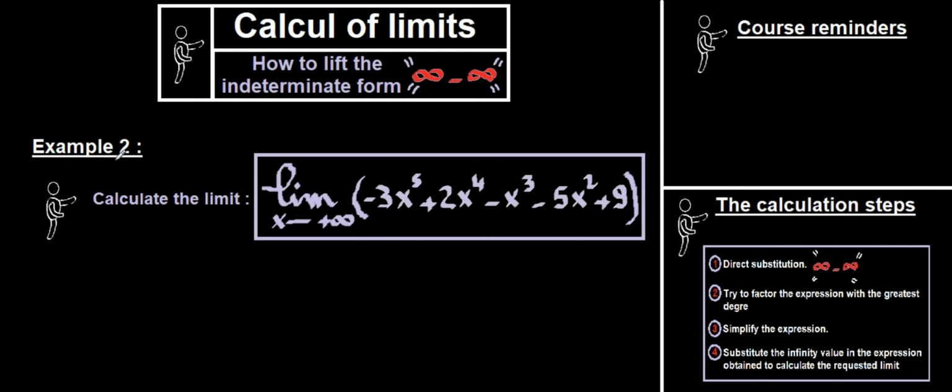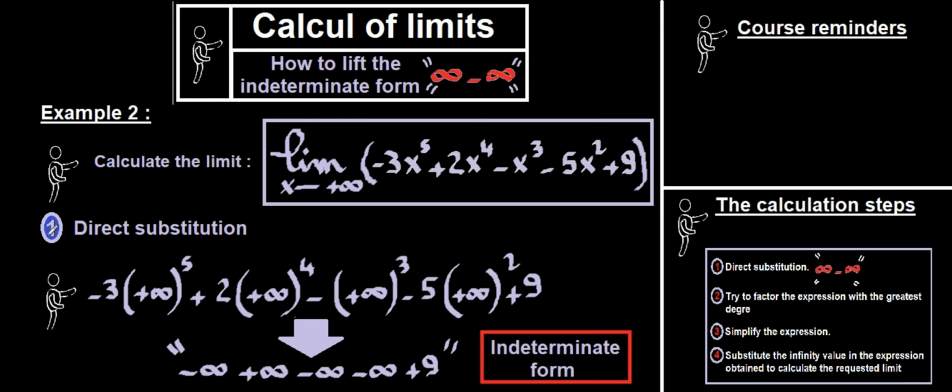Example number 2. Calculate the limit as x approaches positive infinity of the expression minus 3x to the 5th power plus 2x to the 4th power minus x cubed minus 5x squared plus 9. Step number 1. Make direct substitution.